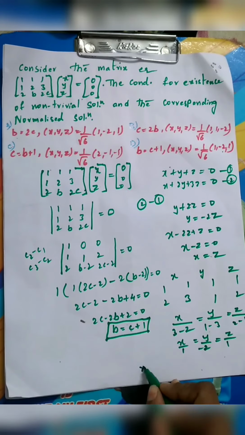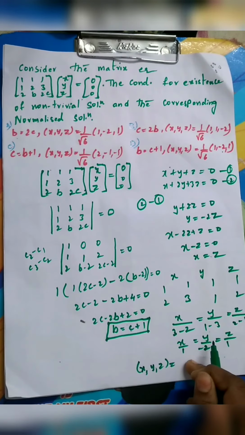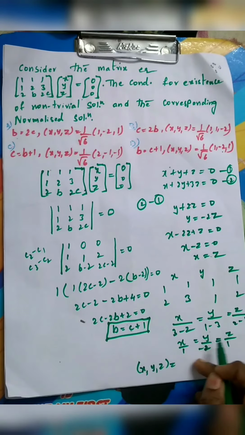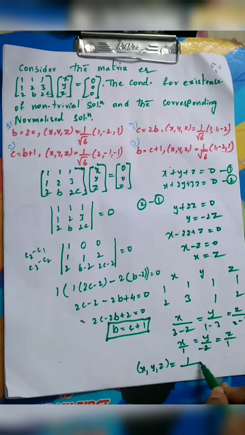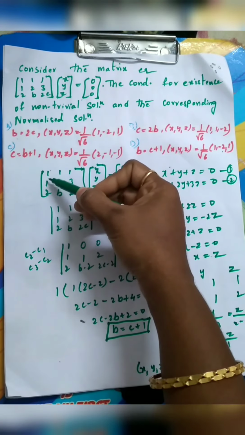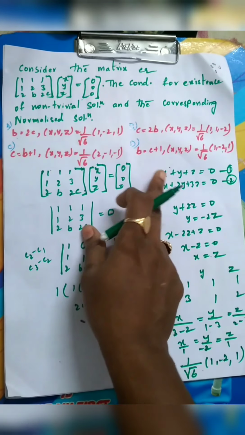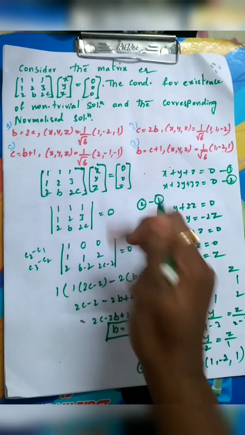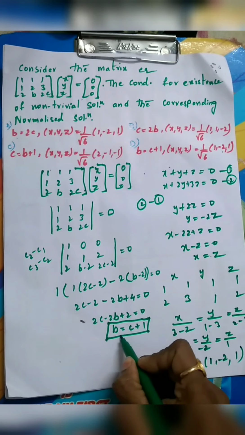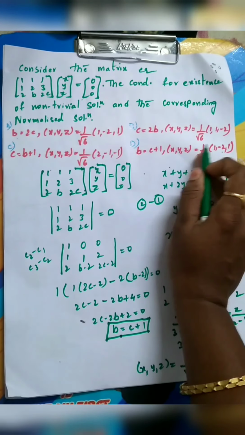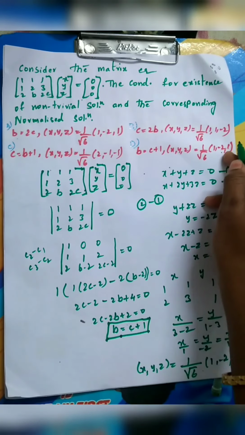So, the normalized solution for the given system x, y, z is 1 by root of a square plus b square plus c square, which means 1 by root of 1 square plus 2 square plus 1 square, so it's root 6, with x value 1, y value minus 2, z value 1. So if we observe the options, the D option is the right option. B is equal to c plus 1 condition and x, y, z is equal to 1 by root 6, 1 comma minus 2 comma 1.